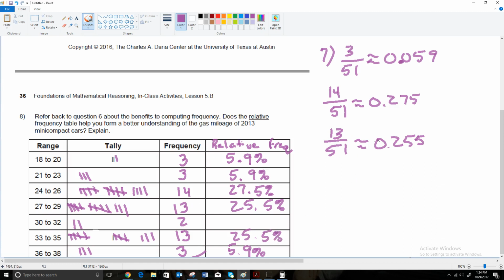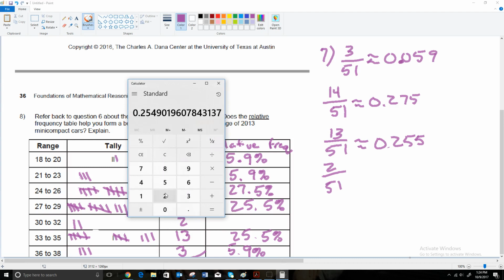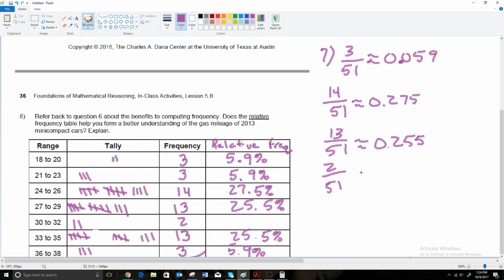And then the last one that we have to do is 2 out of 51. Now that should be less than 5.9% because we know 3 out of 51 was 5.9%. So 2 out of 51 is 0.039. And I'm going to leave that 9 because it's followed by a 2, so we don't round that 9 up. So 0.039, and so this is about 3.9%.